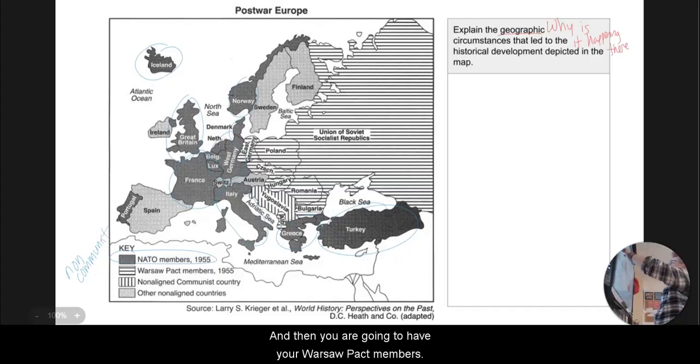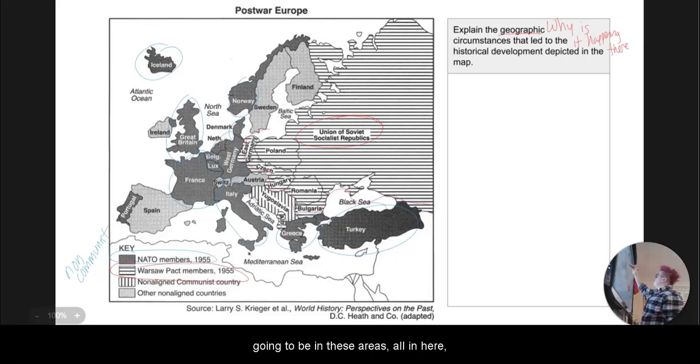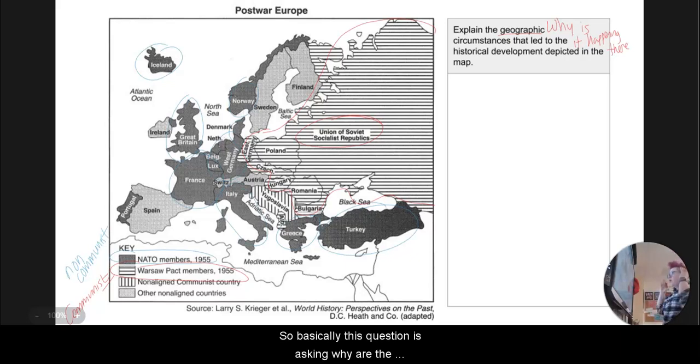And then you are going to have your Warsaw Pact members, and they are all part of the Soviet Union, and they're going to be in these areas all in here, and they're all going to be communist. Okay? So basically, this question is asking, why are the communist countries in Poland and Czech and Hungary and not in Spain? It's just asking why is communism in those countries, not why is communism in someplace else.